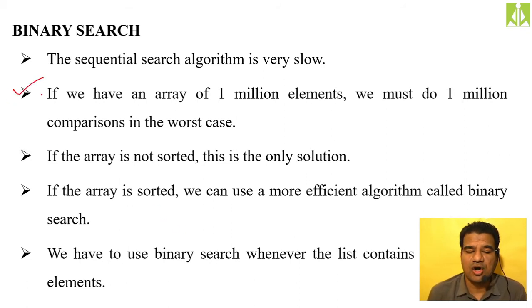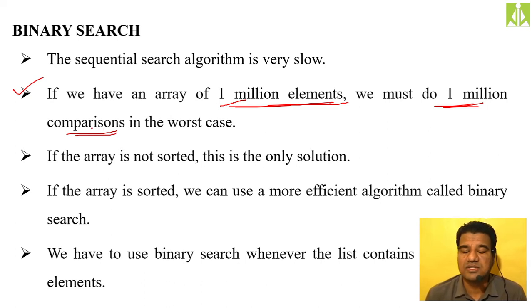If you have an array of 1 million elements, so what we are doing in an array, we are storing 1 million elements, and if you perform the sequential search operation, you have to do 1 million comparisons before finding the element. Or if the element is not there in the list, in that case also we have to perform 1 million comparisons before concluding that the element is not there in the list. If the array is not sorted, this is the only solution.